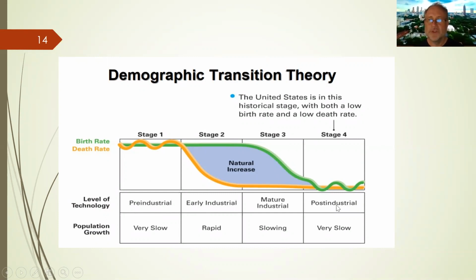When we move into a post-industrial society, much like what the US is currently in, stage 4, we have a very low birth rate and we have a low death rate. So we have a steady population that grows very slowly.